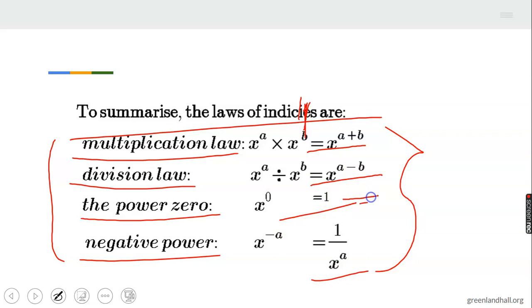That is, any number raised to power 0 equals 1. When you have a negative power, that means it will be the reciprocal of that index, which is what you are seeing here: 1 all over x raised to power a. You can see, to remove this minus, it has to be 1 all over x raised to power a. Take note of this law.